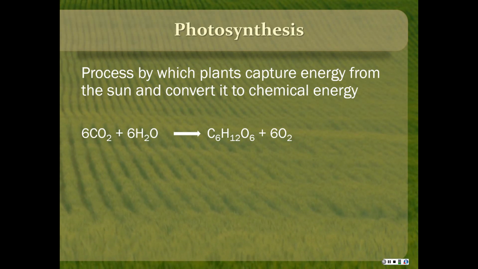The equation for photosynthesis is shown below. It's also in your written notes and in your book. Just basically carbon dioxide plus water with energy from the sun gives you C6H12O6, which is glucose, the most common sugar used for energy, plus oxygen.